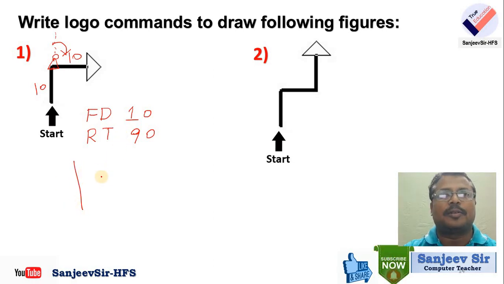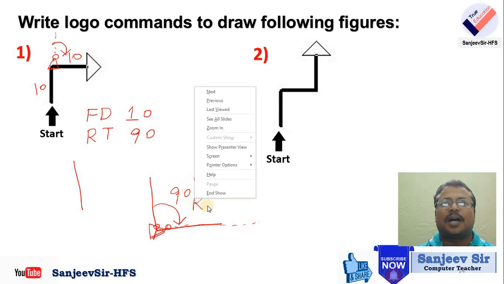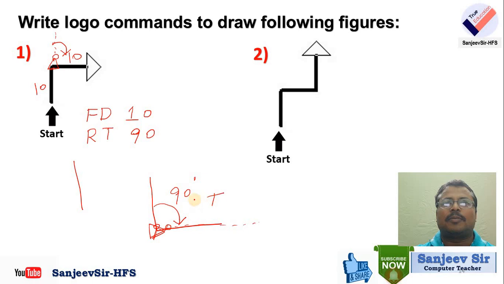I am going to draw again here. This is that place, and the turtle is not going in this direction, it is turning in this way, and the turtle's face will become like this to draw this line. That means this angle is 90 degrees. So right turn, that means RT. What will be here? RT 90. So we have to write here RT 90.